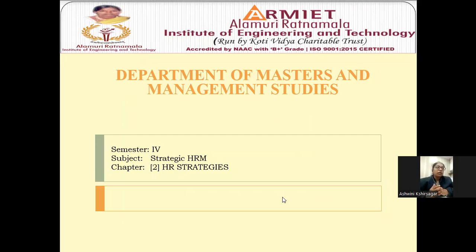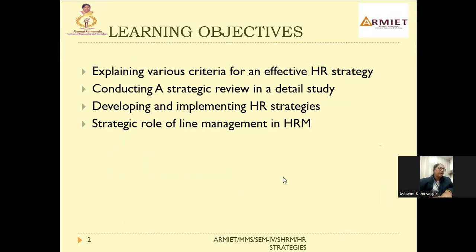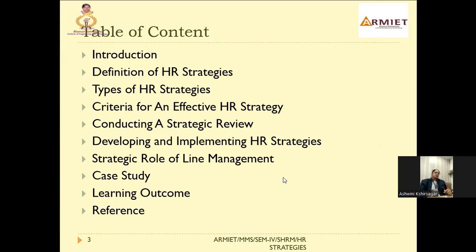Now, what are the different strategies we need to apply? What are the various criteria where HR strategies effectively work? Whether it is really needed. See, already the HR strategies are there. Then why is there a strategic need to review them? What are the developing and implementing strategies' roles, and what exactly is the need and role of strategies in management in HRM? So for that we will understand the different definitions, types, criteria, conducting, and all.